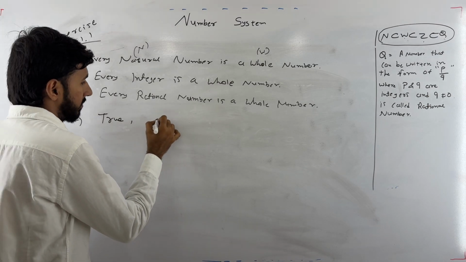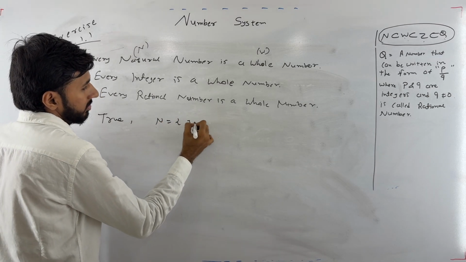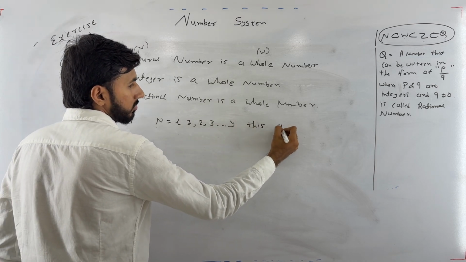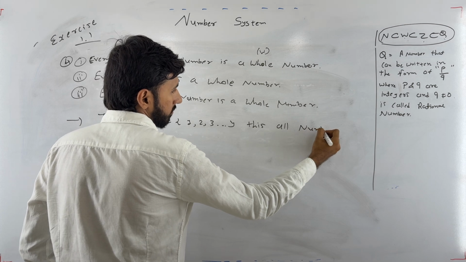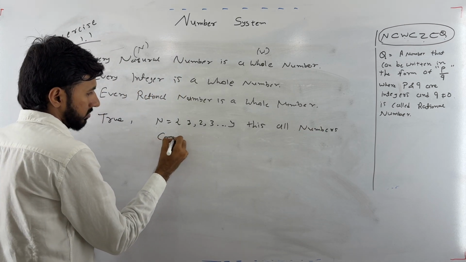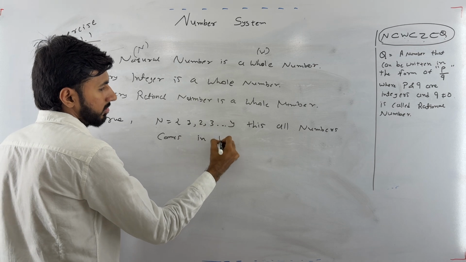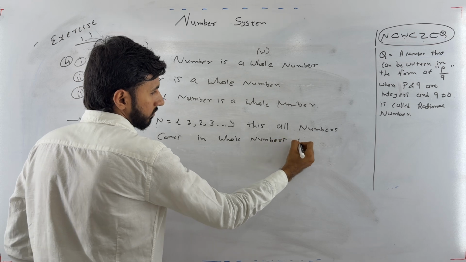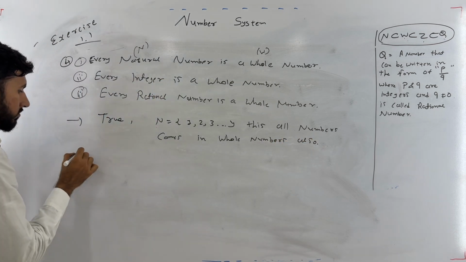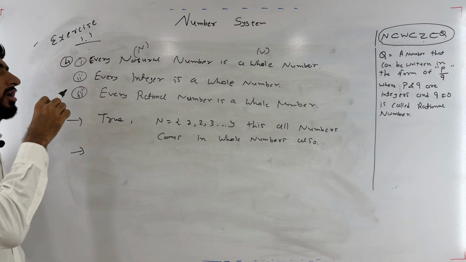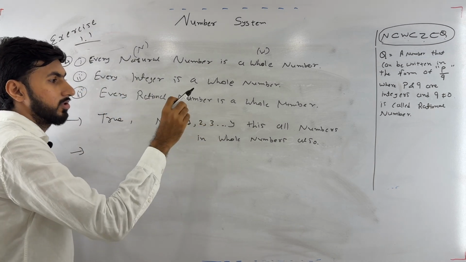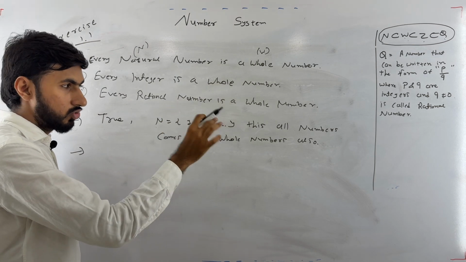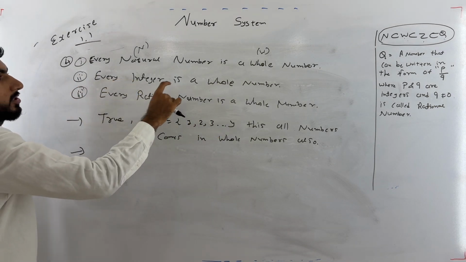The reason is, we will write it in the form of these: whole numbers come in whole numbers also. This is our reason. You can write the reason in any language or any sentence you want, but it should be true, right?